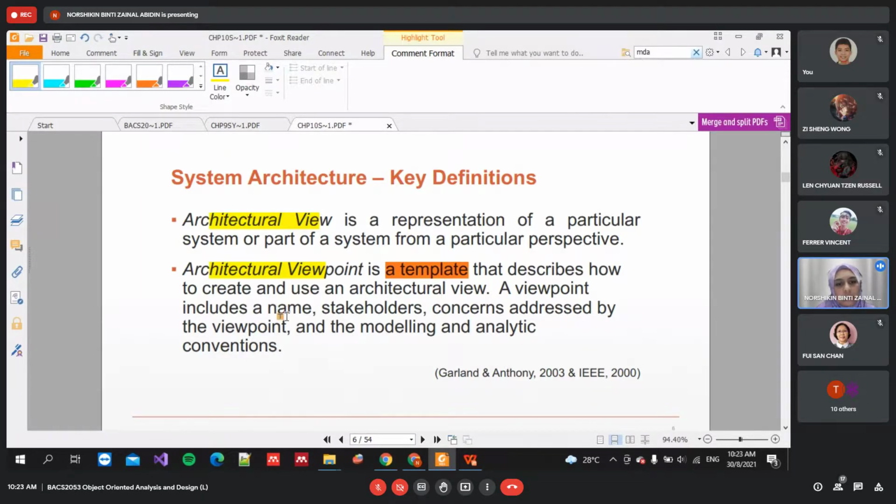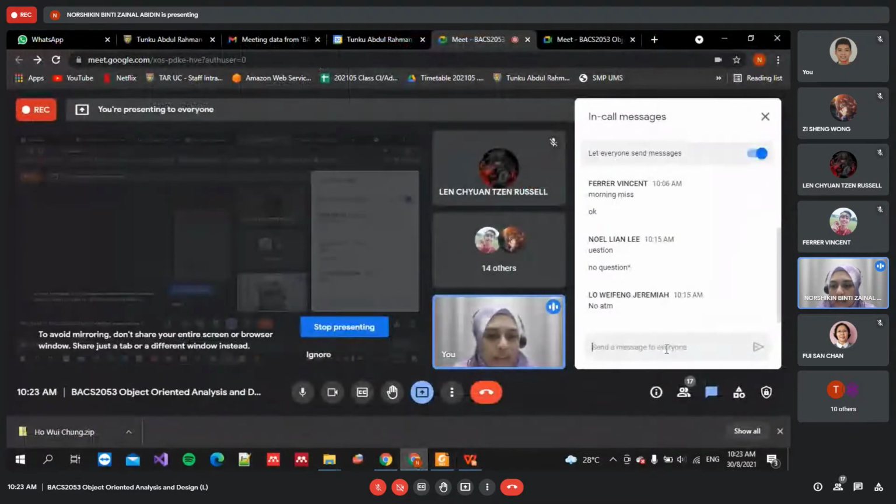Okay, the name is straightforward. Then stakeholder. In a software development process, a stakeholder can be those people who are involved in our system development. So I want to ask, what do you think is an example of a stakeholder? Just now I gave the definition: a stakeholder is a person involved in our system development.